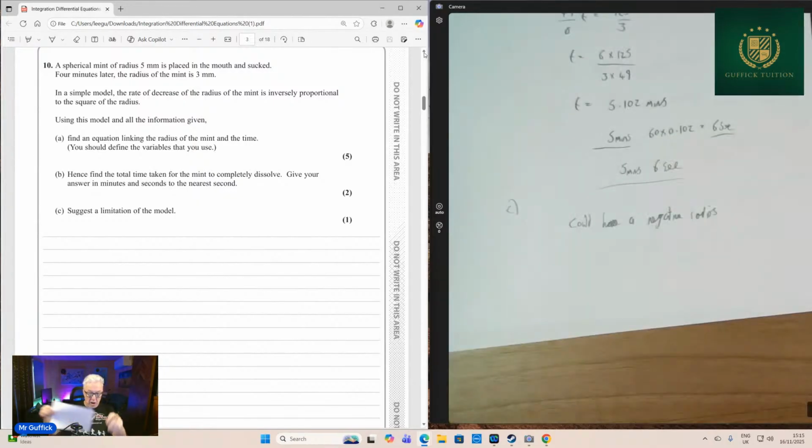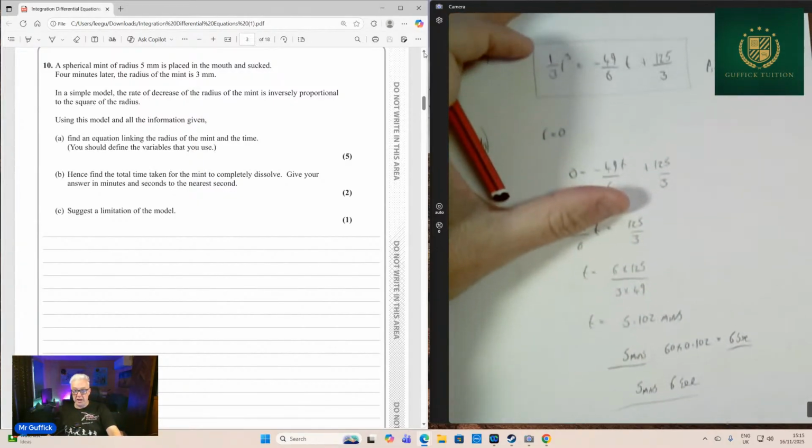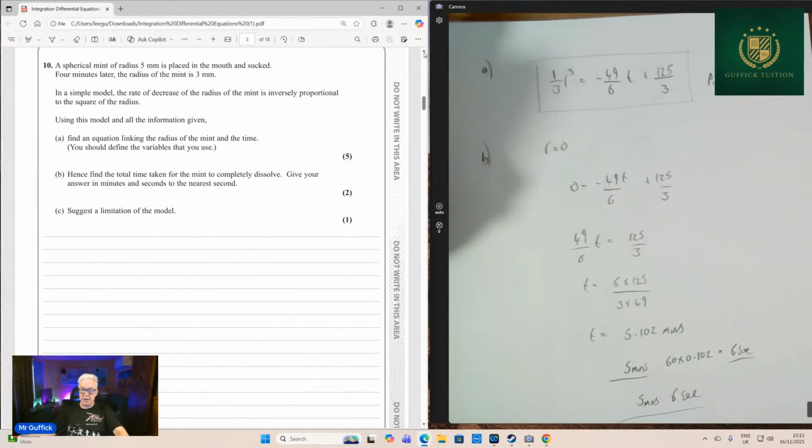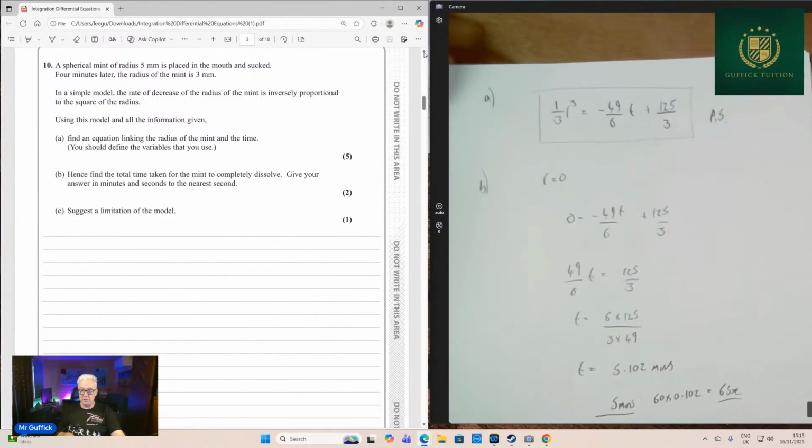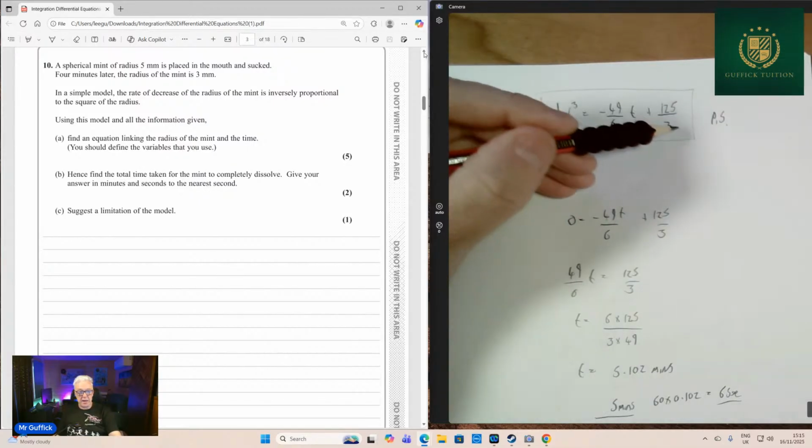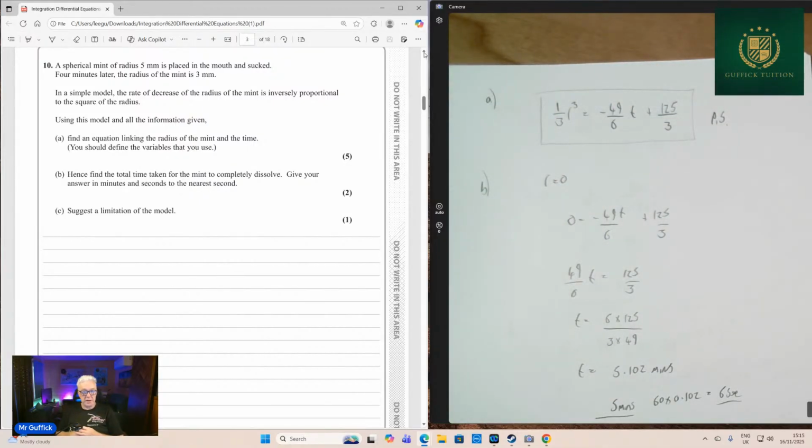So we've now got our complete model, okay? So our complete model is 1/3 r cubed is equal to minus 49 over 6 t plus 125 over 3, okay? And that is our particular solution. So that's our 5-mark answer to part A. It says find an equation linking the radius of the mint to the time. So that one is done, okay?